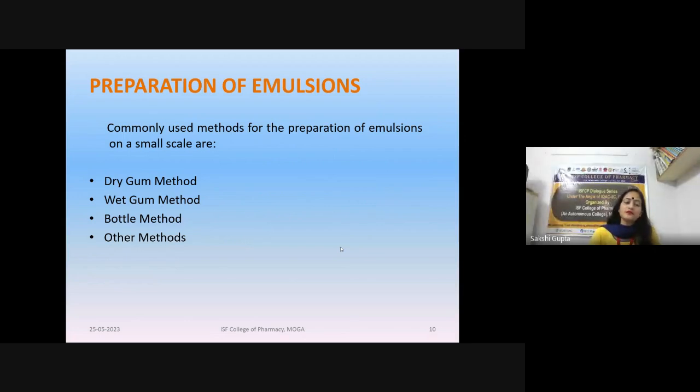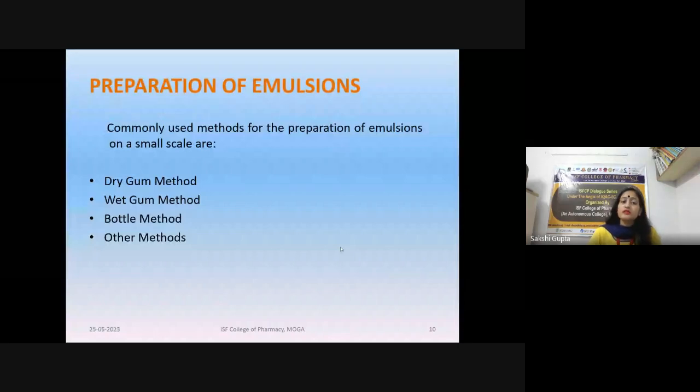Afterwards, we have to add the required amount of water with vigorous trituration. After vigorous trituration, a clicking sound will be produced and the emulsion will become white or nearly white. At this point, we will come to know that our primary emulsion is ready now. And afterwards, we will add the remaining amount of water, make up the final volume, dispense it, and label it properly, right? So this was all about the dry gum method.